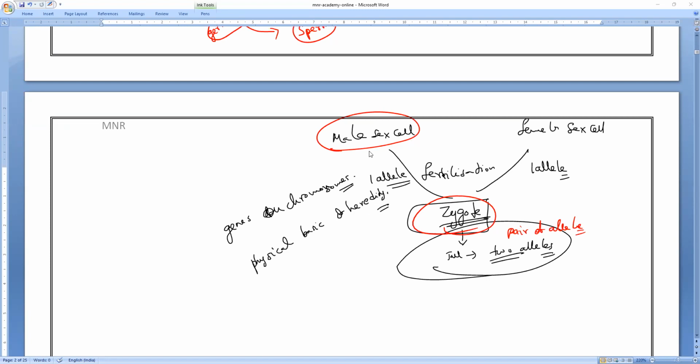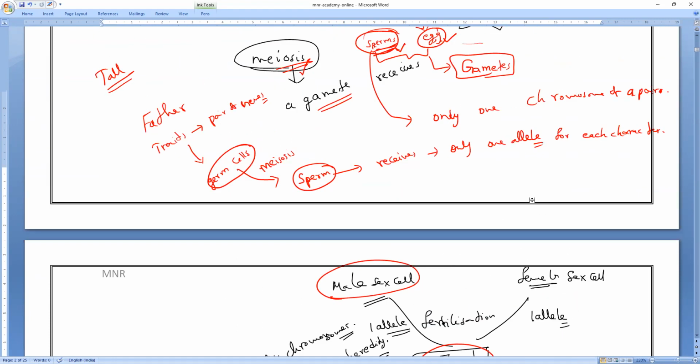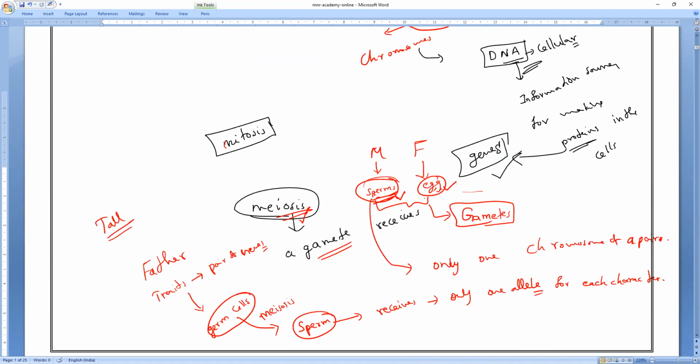So when the father is forming the male sex cell, the male gamete, and the mother is forming the female germ cell, by the time the formation undergoes the meiosis process, the sperm will receive only a single allele for each character. That is what I am saying. So for each trait, only one allele will be received.